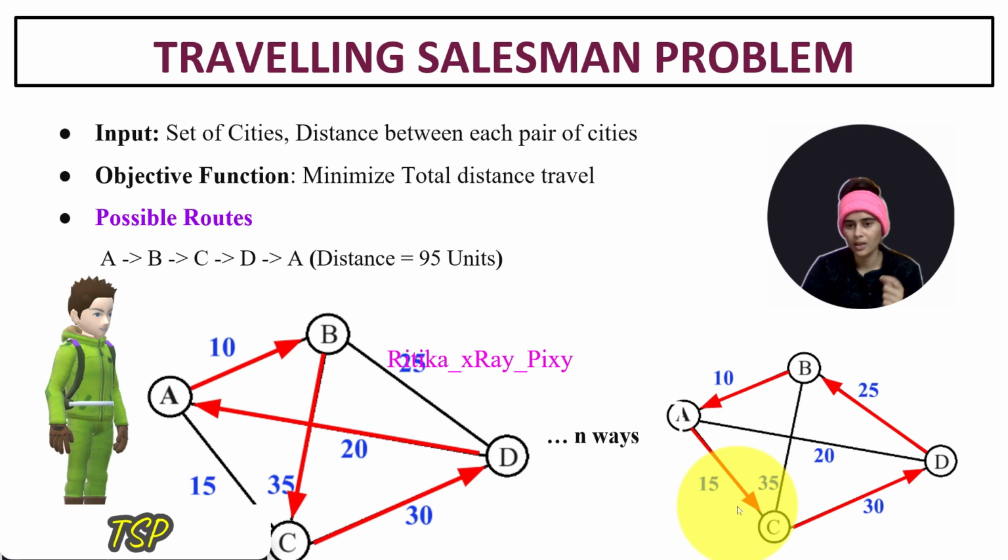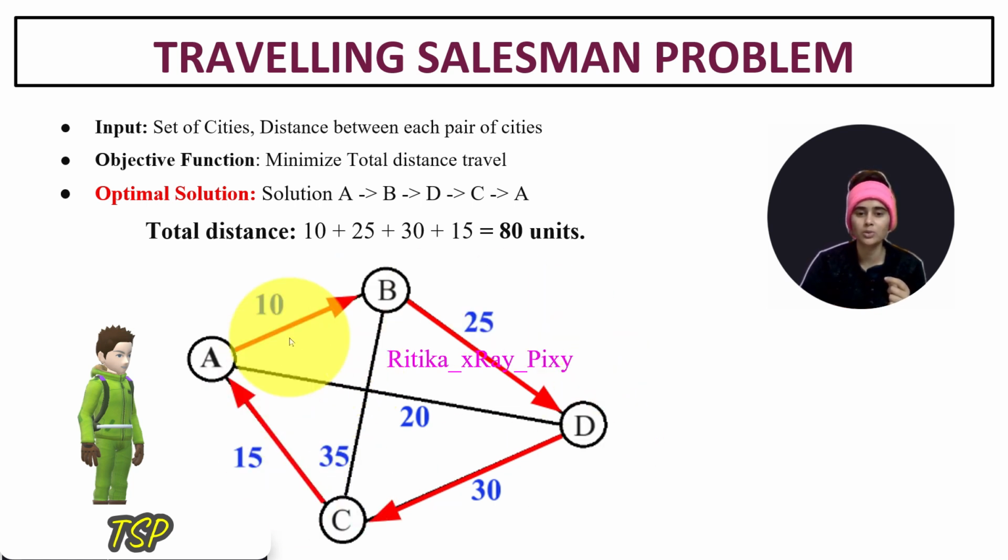For example, A to C, C to D, D to B, B to A, or A to D, D to C, C to B, then B to A. So we have n ways. Now for example, you can see for this route we have total distance covered of 80 units, and for this one 95 units. For example, suppose this route is the optimal solution as it covers the minimum distance. So like that we have n ways to find the routes for the solutions, but the question is we have to select the optimal route that covers the minimum distance.